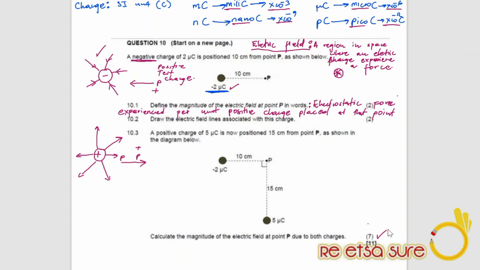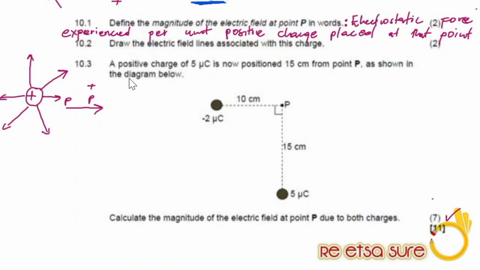This question is out of 7. A positive charge of 5 microcoulomb is now positioned 15 centimeter from P, as shown in the diagram. Calculate the magnitude of the electric field at P due to both charges.